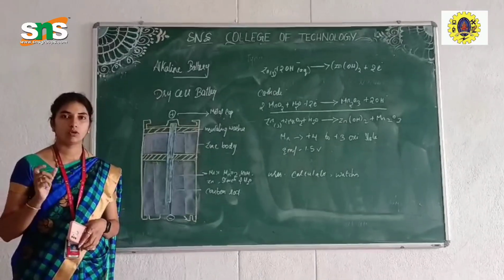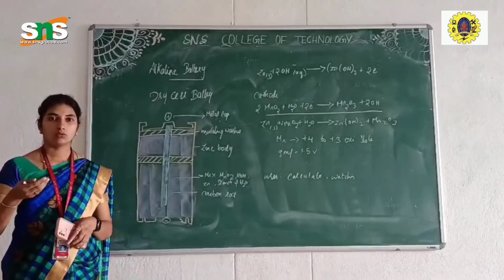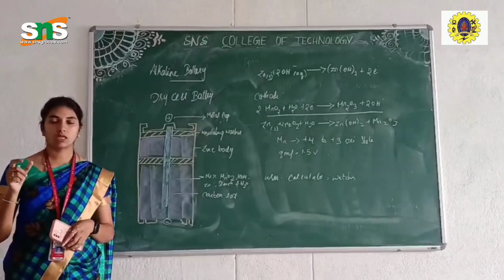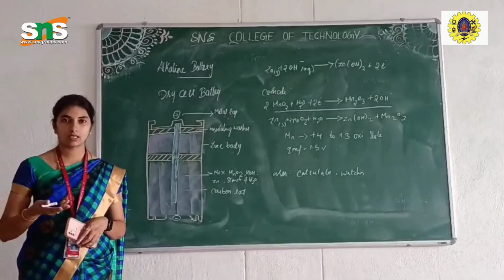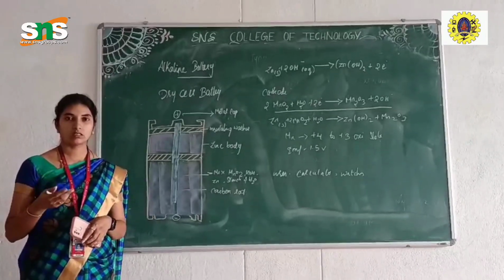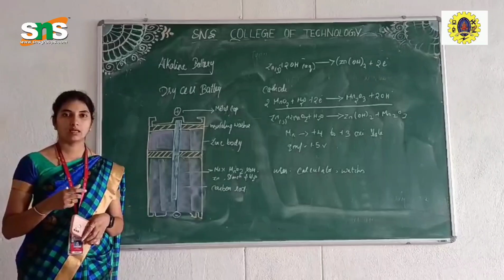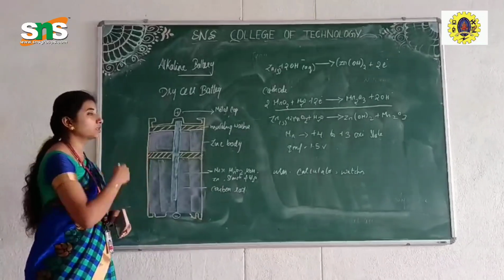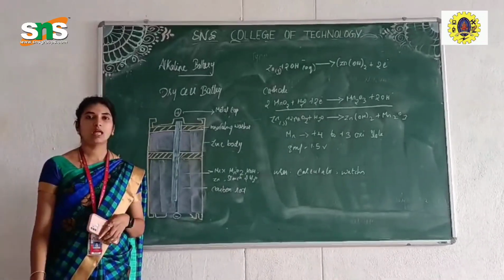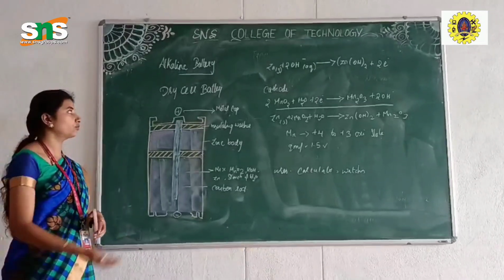What are primary batteries? They are the batteries which can supply energy only once and cannot be recharged. Examples are the dry cell or mercury cell. For this, I have taken the alkaline battery as an example of a primary battery. The alkaline battery is an improved form of the dry cell battery.